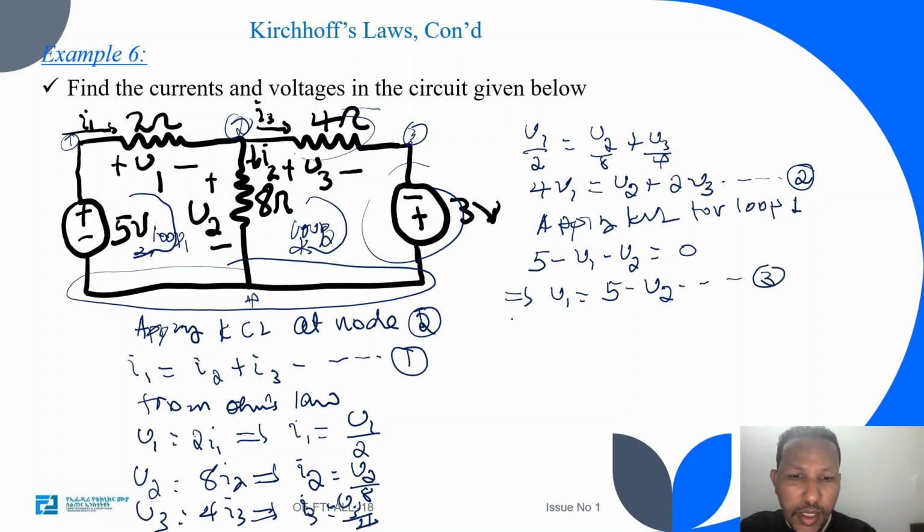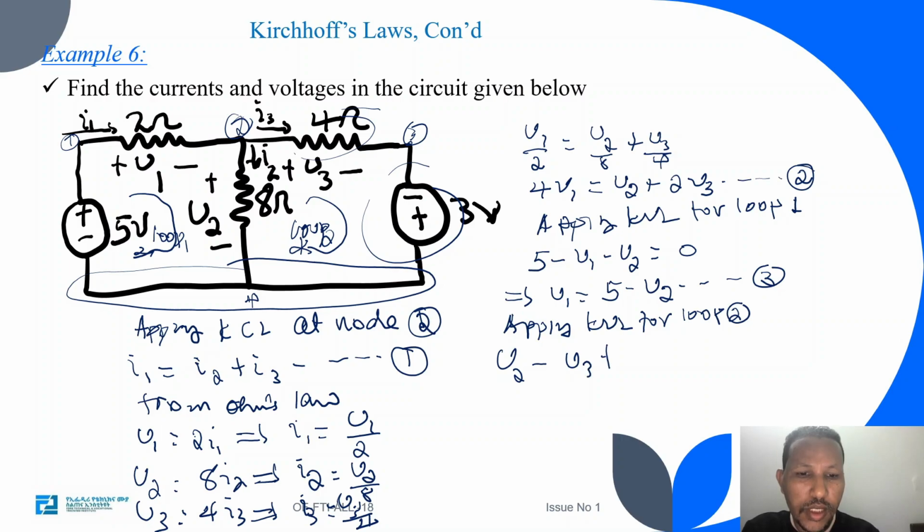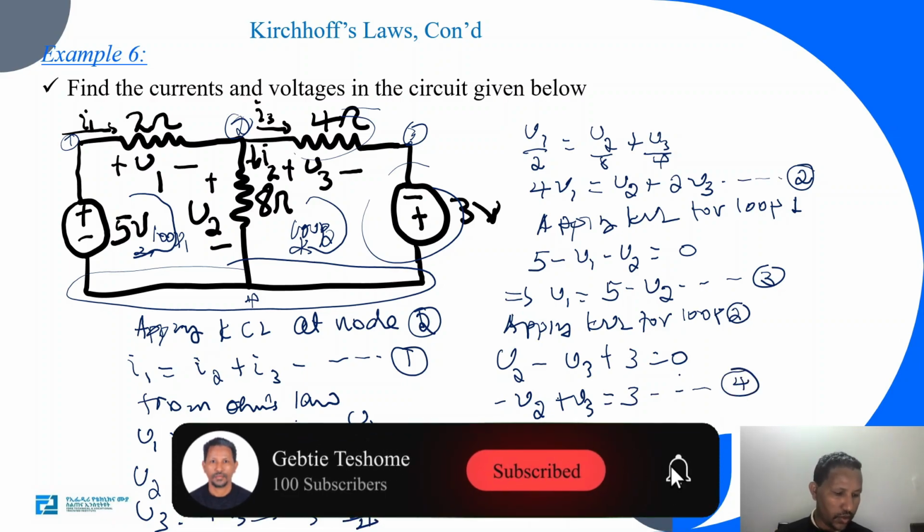And let's apply KVL again, KVL for loop 2. So I can write the sum of the voltage across loop 2 will be 0. That means V2 minus V3 plus 3, which is equal to 0. So minus V2 plus V3, which is equal to 3. This is equation 4.